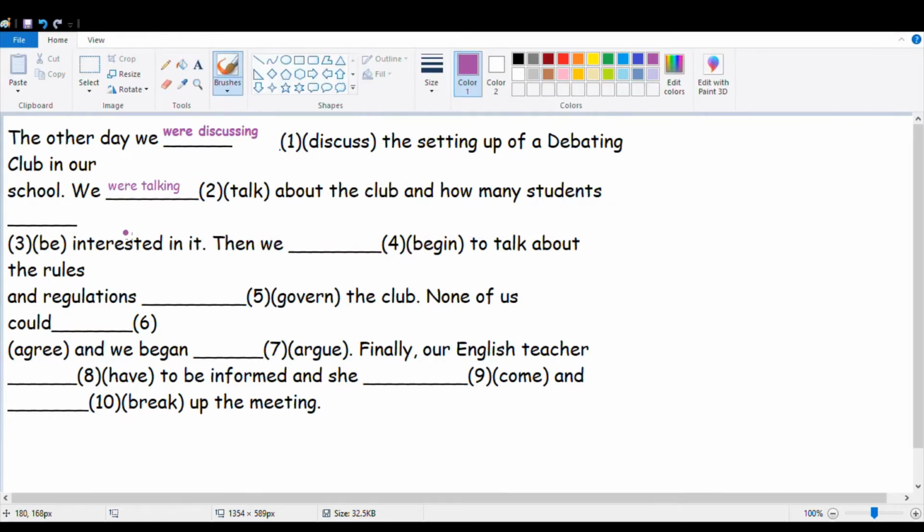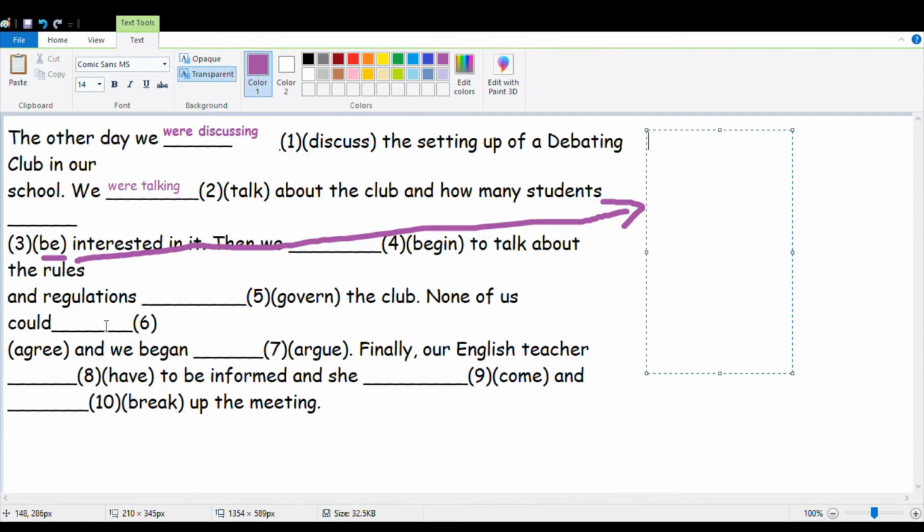We move on to the next word, which is be. Okay, and I'm not really going to spend too much time on this word because it's kind of talking about something we haven't really gone into yet. But maybe you can just think about the answer just like that. We were talking about the club and how many students. Okay, so again, we're talking about past tense. Were interested in it. Okay, were interested, or it's not are.